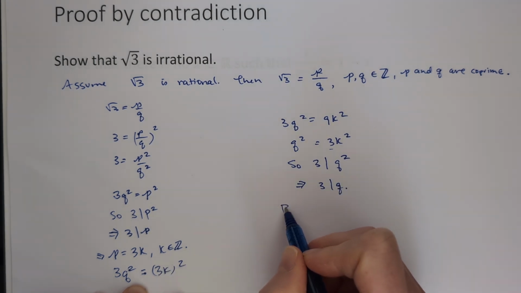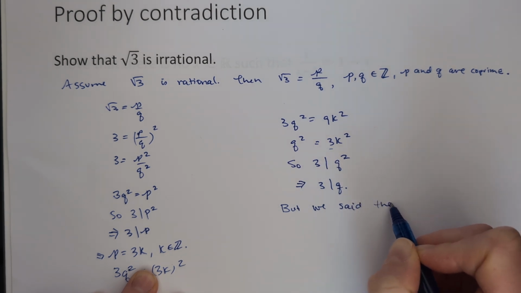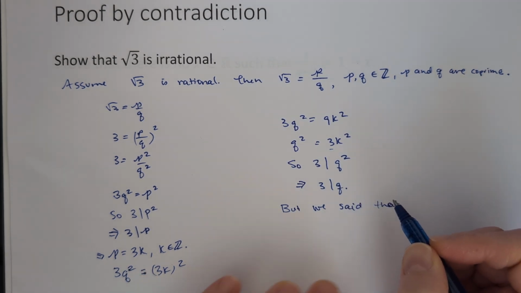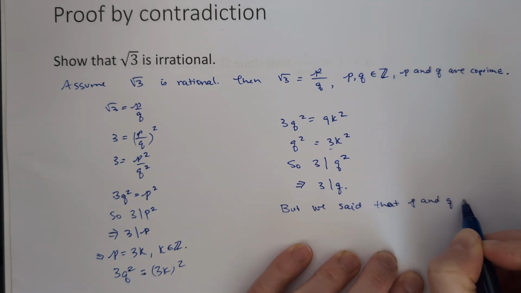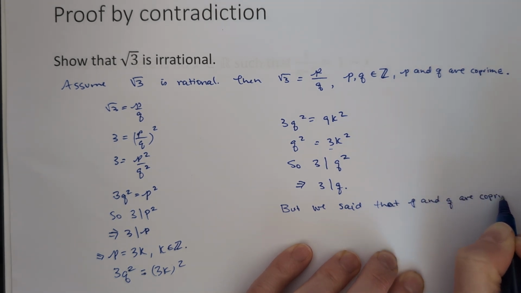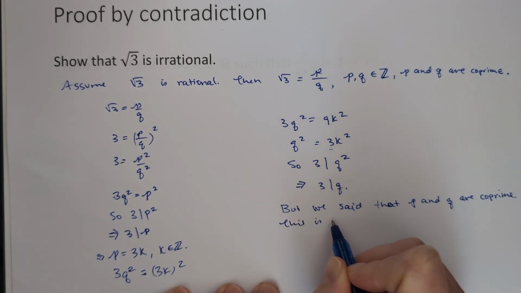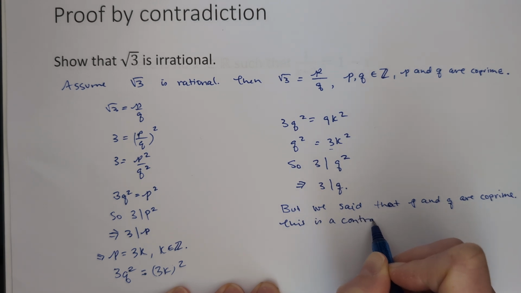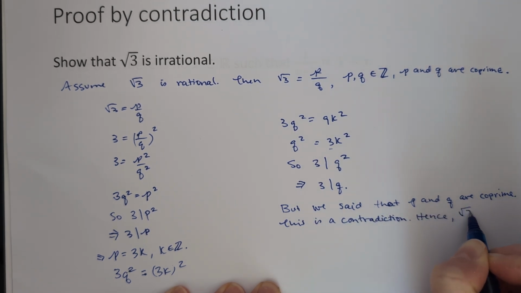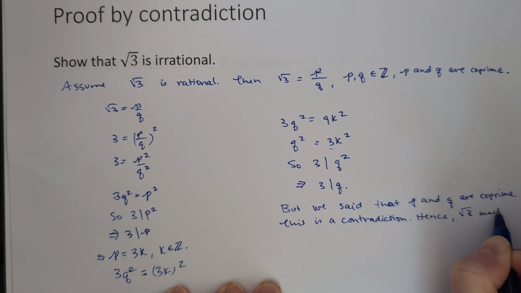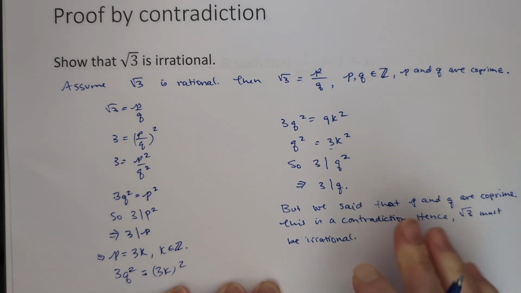But here's the contradiction: we said that they don't share any common factors, that they're co-prime, that p and q are co-prime. They don't share any common factors. This is a contradiction. Do the thinking for them, write the statement. This is a contradiction. Hence, the square root of 3 must be irrational. Okay. And that we have done.